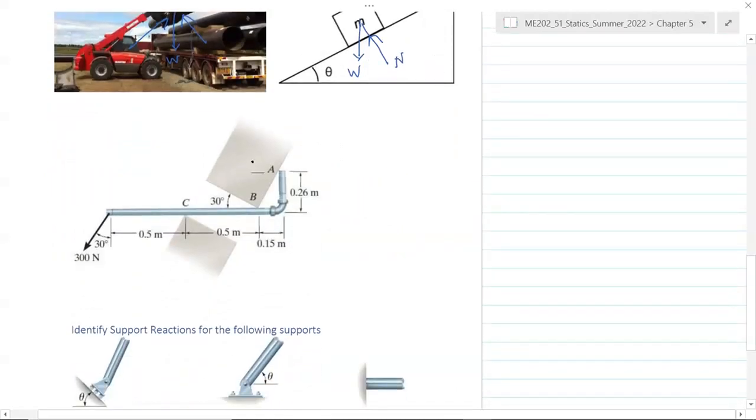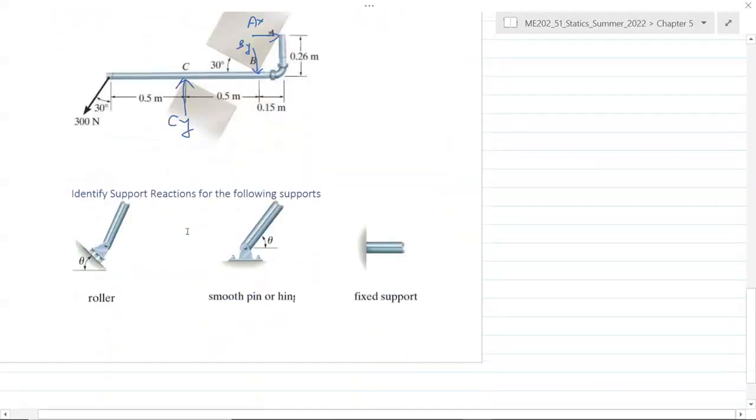For this pipe assembly, it's being supported at A. So this concrete block exerts the force in the opposite direction. It's being supported at B. So that's another support reaction. So this is AX, this is BY, Y because it's in the vertical direction, and then this is CY. So these are 3 support reactions.